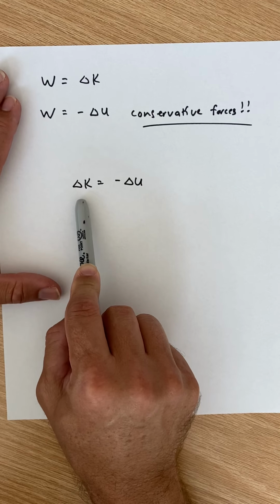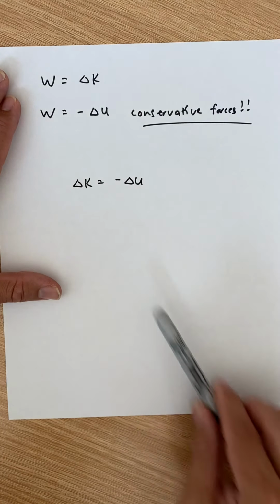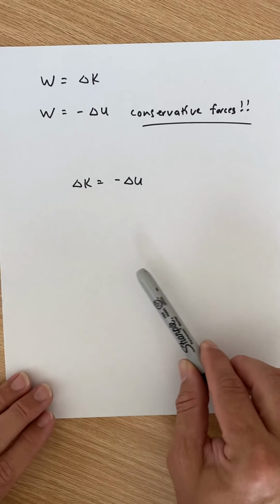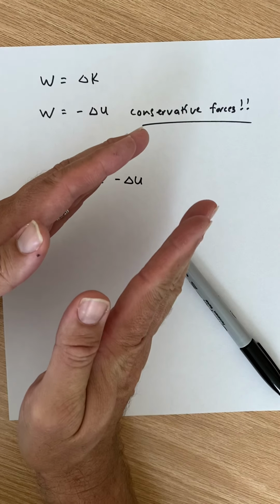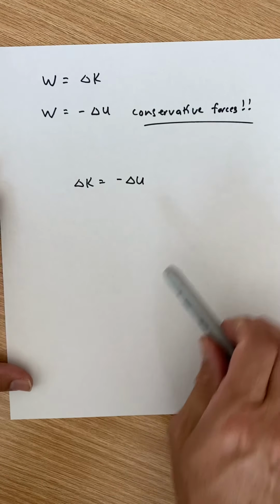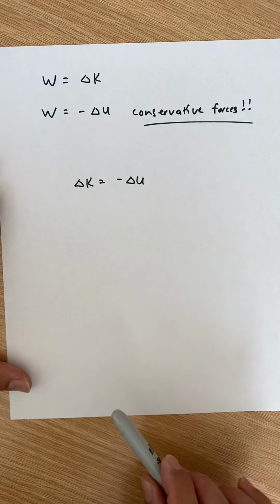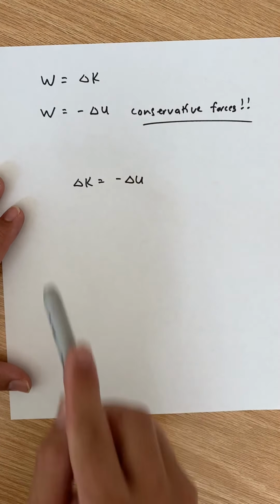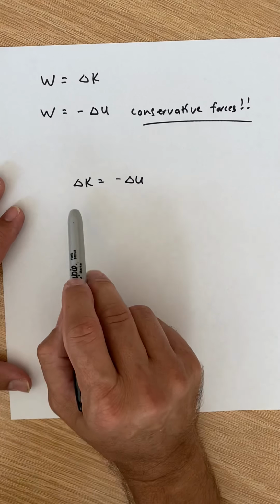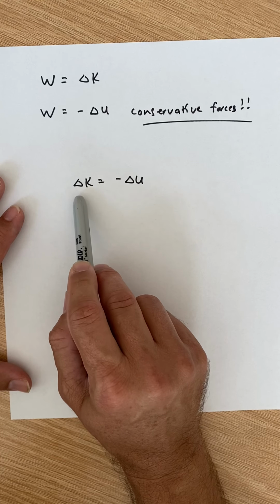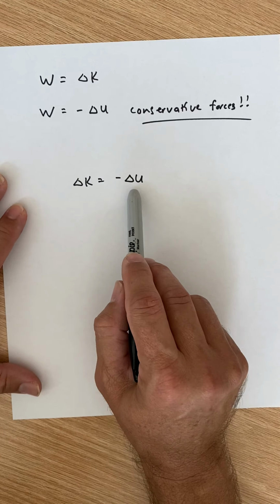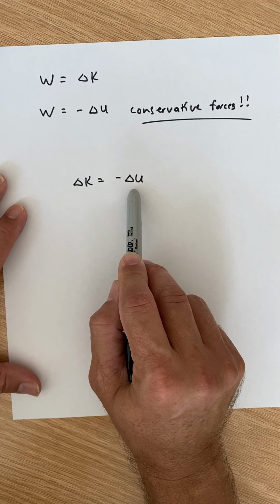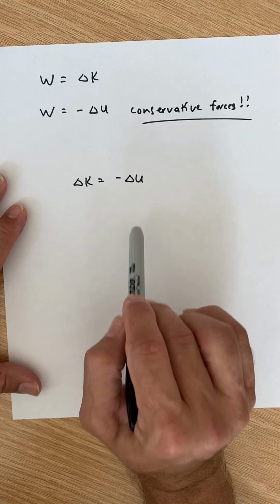Going the other way, you can think of an object moving with kinetic energy and crashing into a spring and compressing that spring until it stops, right? I'm putting potential energy into that spring. Where's the potential energy coming from? From the kinetic energy of the object. So in that case, my delta K would be negative. My delta U would then become positive, right? Because I'm putting energy in.